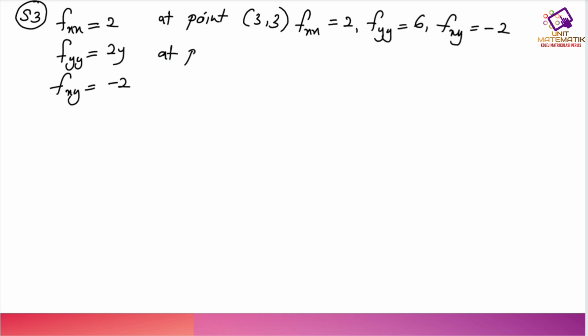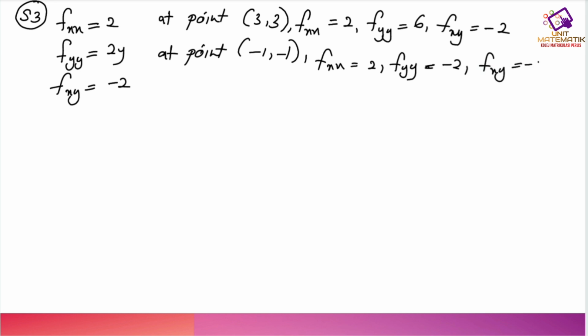And at point (-1, -1), f sub xx equal to 2, f sub yy, substitute y is negative 1, 2 times negative 1 is negative 2. And f sub xy is negative 2.